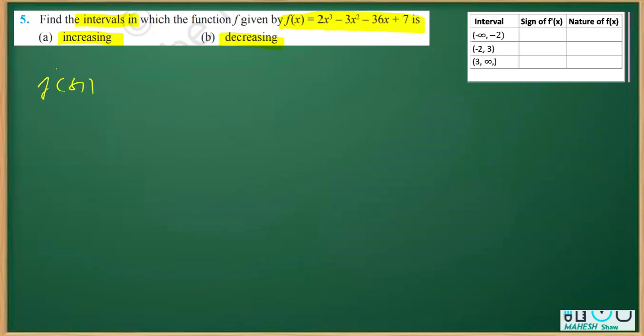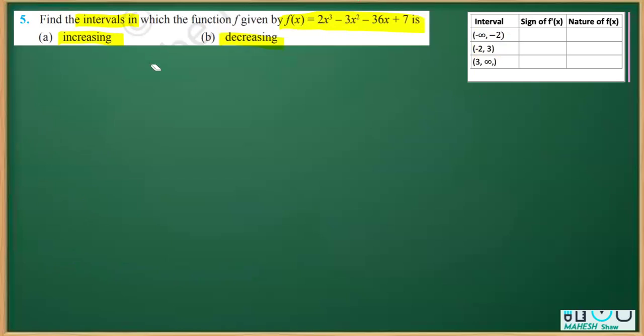In the first step, we find f dash x, then we equate f dash x with 0 to get the turning point or critical point, that is the value of x. Whatever values of x come, we draw a number line and divide the real line into intervals. Then, making a table, we find out the interval on which the function is increasing, that is the nature of f dash x. So this is what we do in questions like this. Let's begin with the first part.